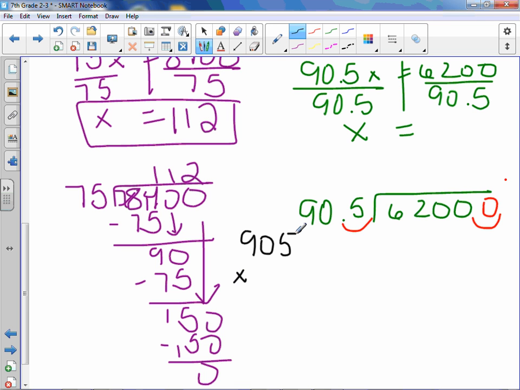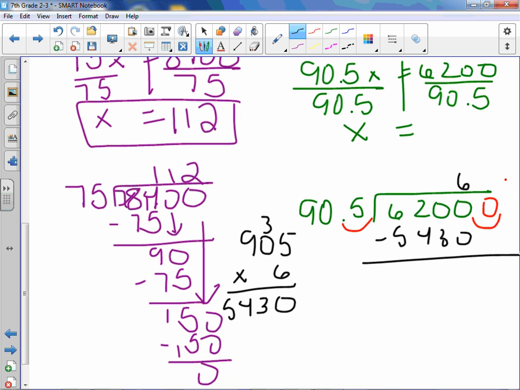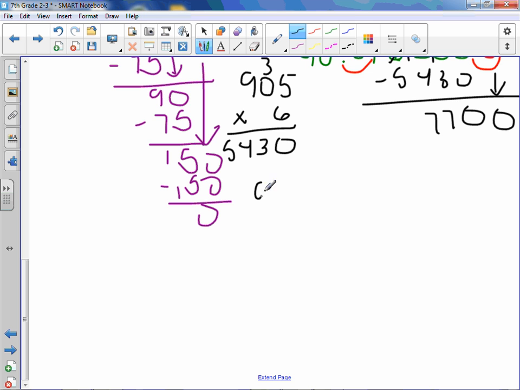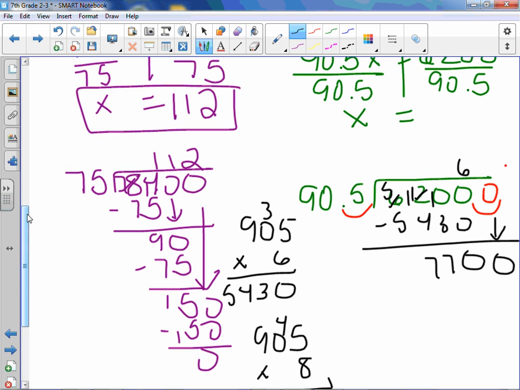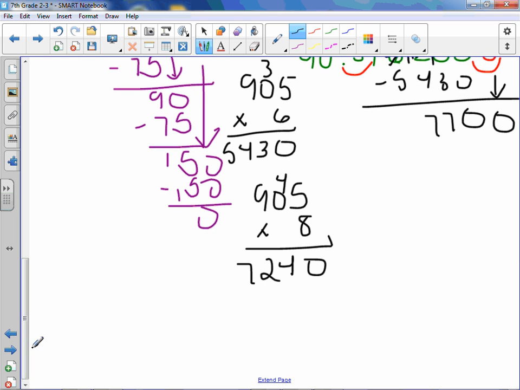Let's try maybe 6 times. We'll see where that takes us. All right, let's try 7 times. Actually, I don't think it'll go in 7 times. So 6 times. Nope, definitely did not. Bring down a 0. Let's try 8 times. Okay, 8 looks good. Which was 7240.